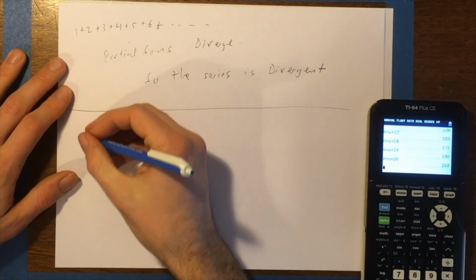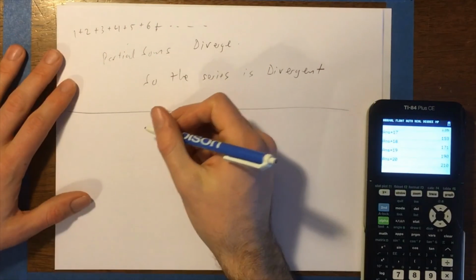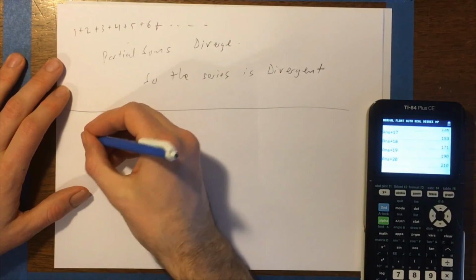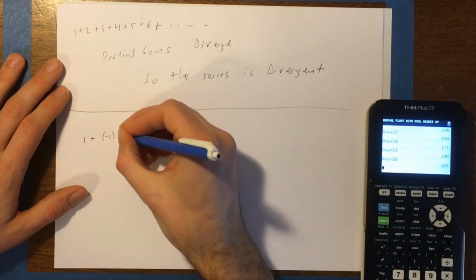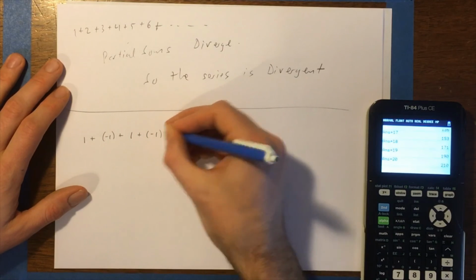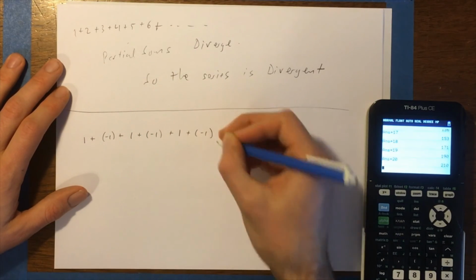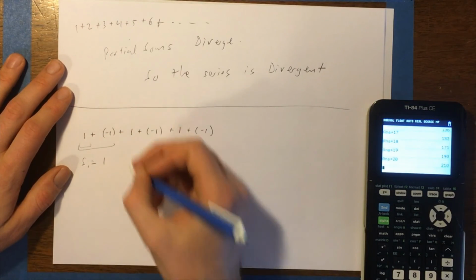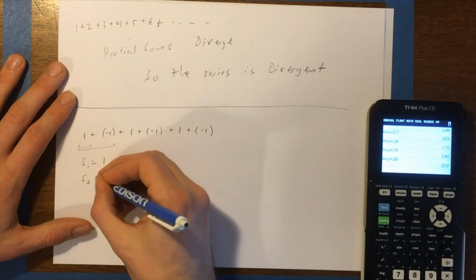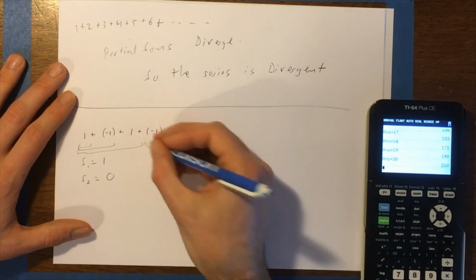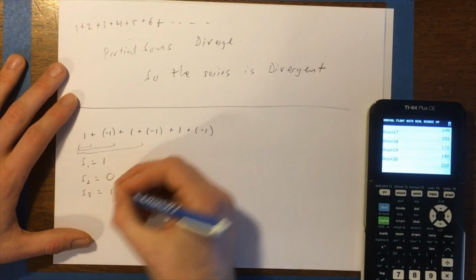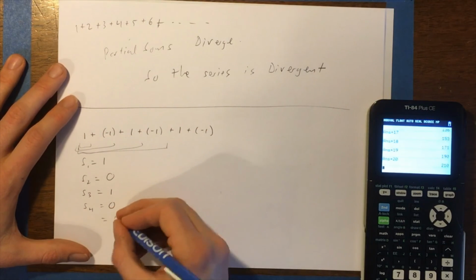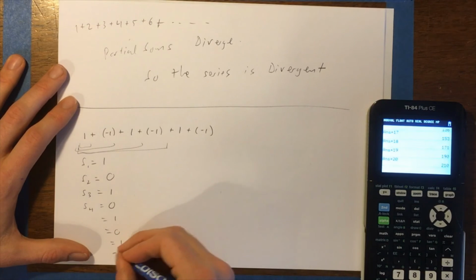The other possible situation is oscillating. What if you have an alternating sequence like 1 plus -1 plus 1 plus -1 plus 1 plus -1, like that? What you're going to get here is S1 equals 1, and then for S2, you'll add up the first two terms and get 1 plus -1 is 0. And then you'll add 1 again and get 1. And then you'll add -1 and get 0. And this is going to keep oscillating between 1 and 0 and 1 and 0 and so on.